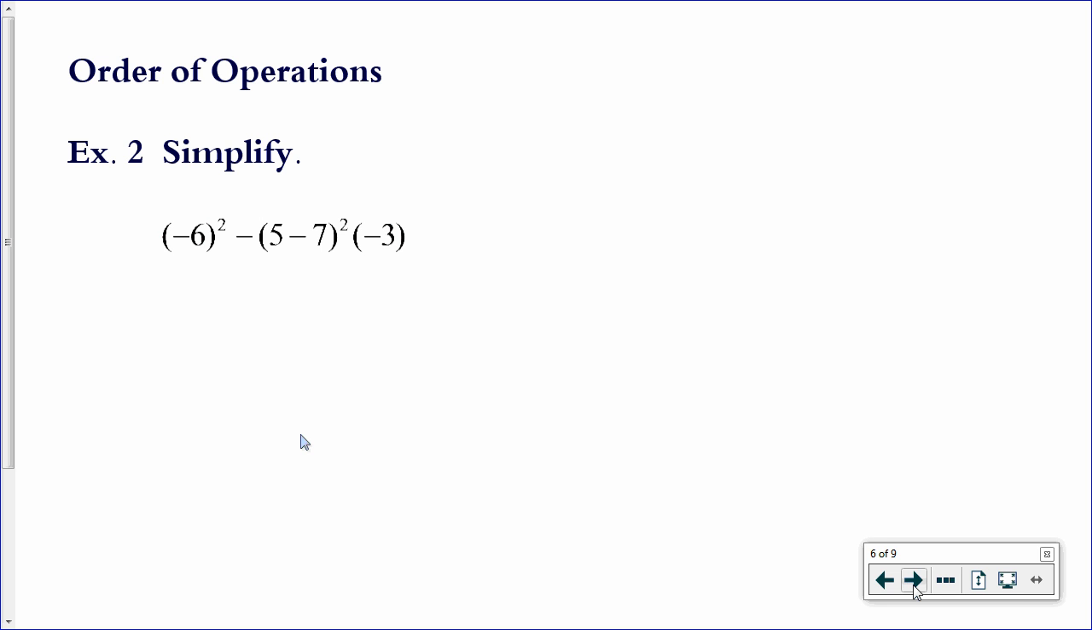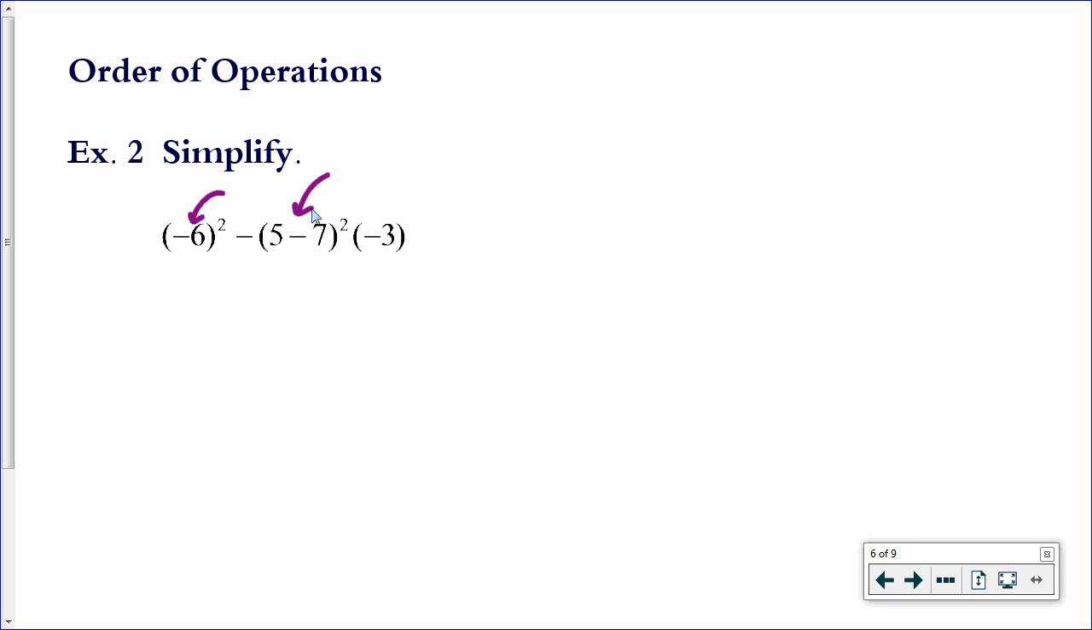So in this first parentheses, there is nothing to do inside. It's simply a -6. You might be thinking, but it's squared, I should do that. That is an exponent that's outside of the parentheses, and that'll come at the exponential step. It does not come at the first step, which is to do operations inside of grouping symbols.